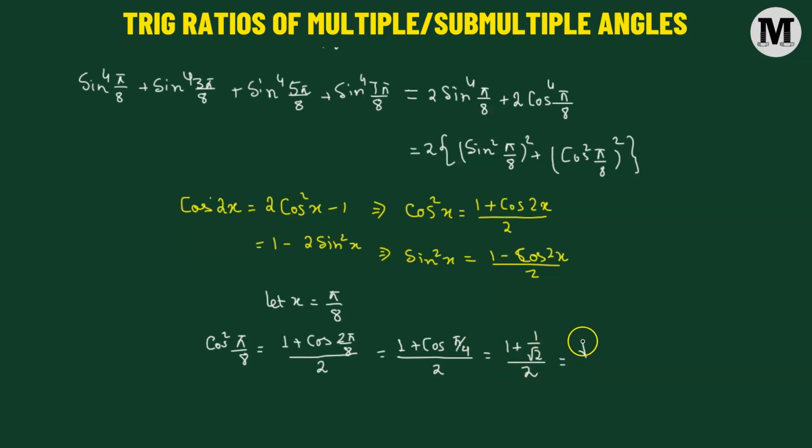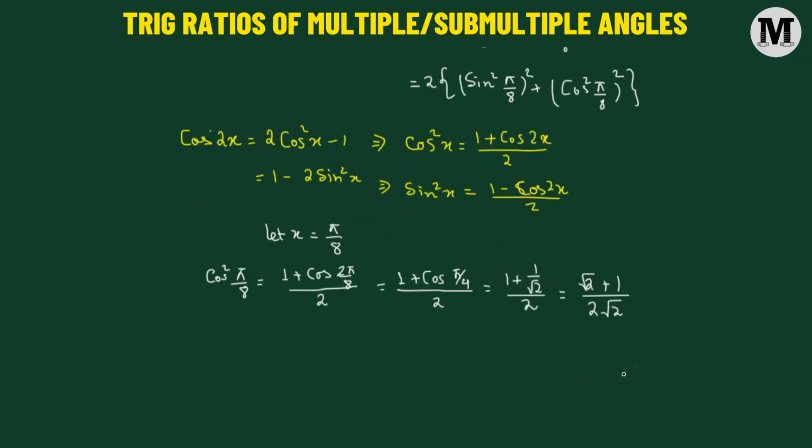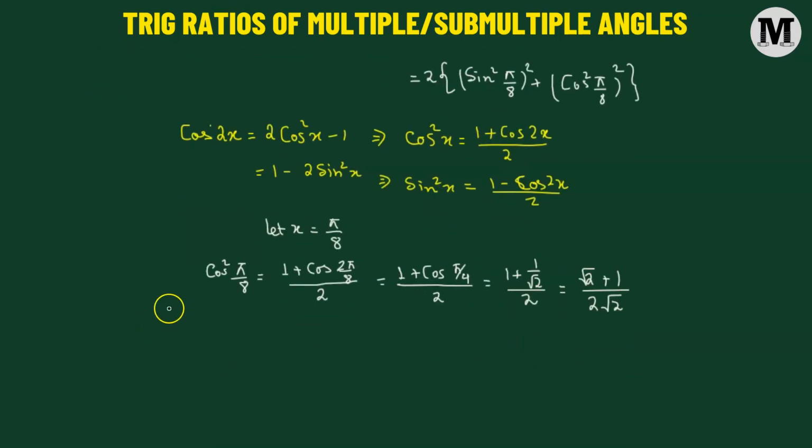And if we simplify this, we're going to get square root of 2 plus 1 divided by 2 times square root of 2. We can do this to sine squared as well. So we'll consider this particular function. So we have sine squared x, but we're going to replace the value of x with pi over 8. Go through the same process, and this should give us square root of 2 minus 1 divided by 2 times square root of 2. So now we have the value for sine squared pi over 8 and cosine squared pi over 8.